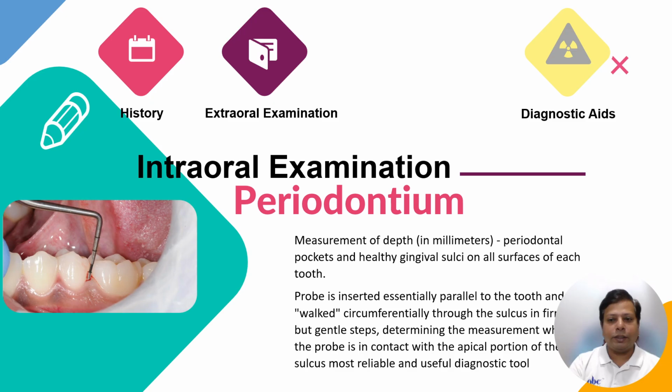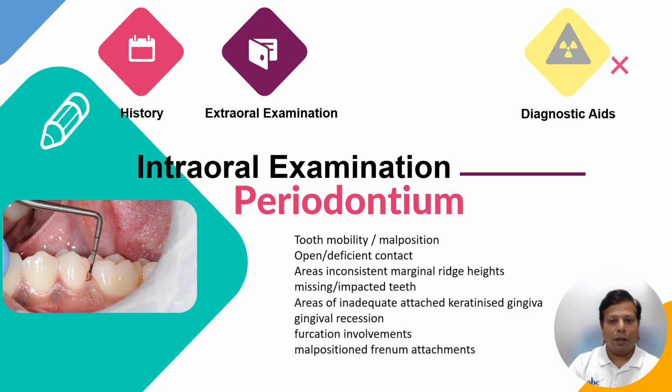While noting down the changes in the periodontium, generally we use a periodontal probe or a marked probe to assess the depth of the pockets that are present, or to mention whether the gingiva is healthy or not on all surfaces of the teeth. So generally a probe is taken parallel to the long axis of the teeth, which we call walking through the gingival sulcus.